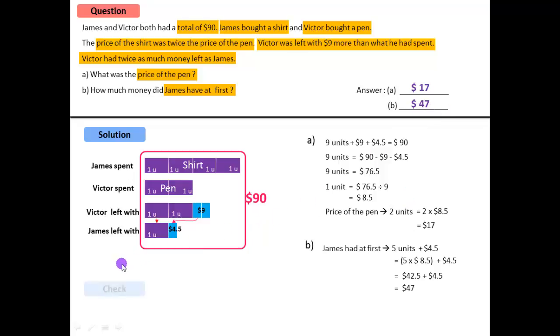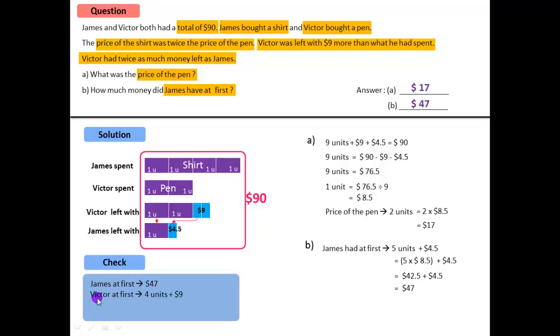Let's now check our answer. We know that James had $47 at first. Now we can find the amount that Victor had at first. This would be the amount that he had spent plus the amount that he was left with. That is 4 units plus $9. This gives us 4 times 8.5 plus $9, which is $43.